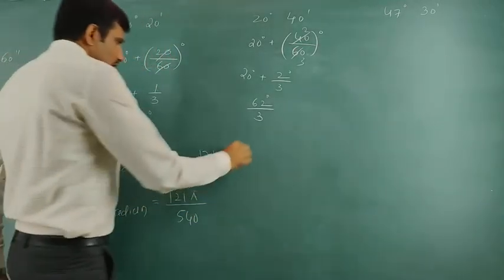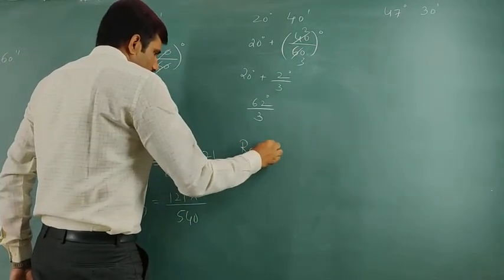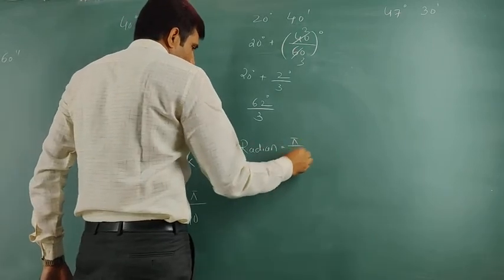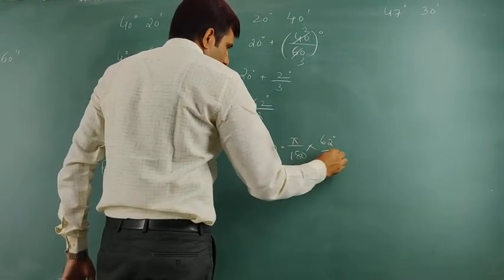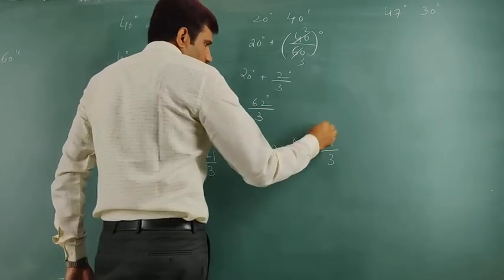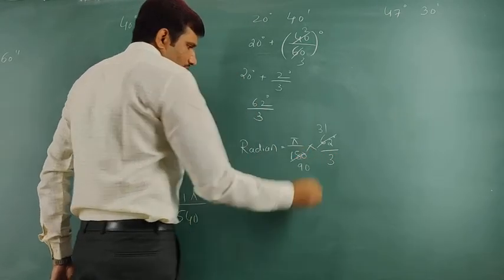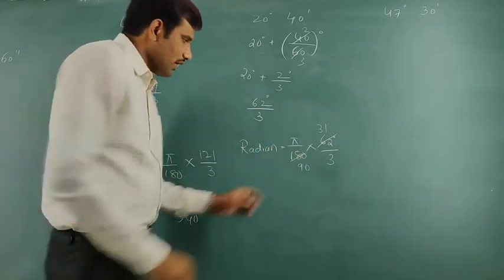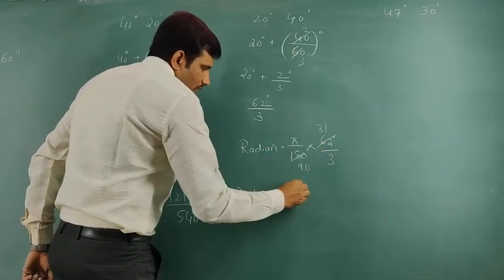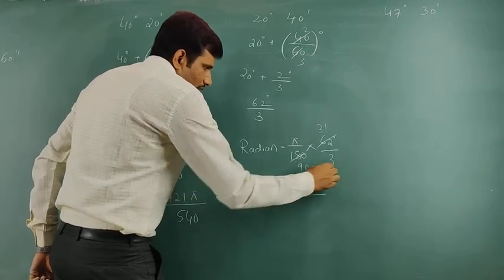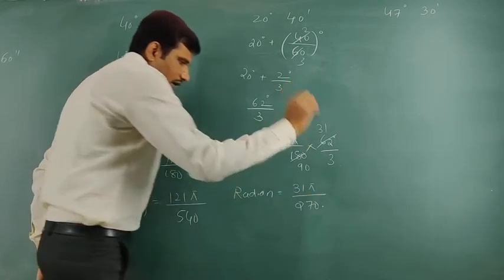Again the same: radian is equal to pi by 180 into degree. How many degrees? 62 by 3. Now see here, 2 31s are 62, 2 31s are 62. Therefore, what is the radian value? The radian value is equal to 31 pi divided by 9 3s are 270 radians.